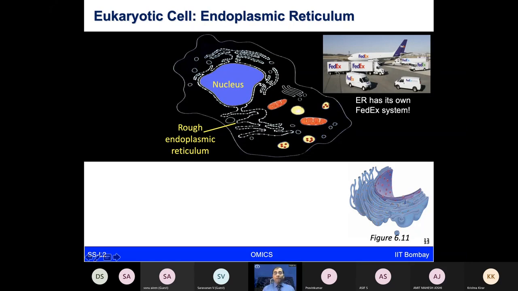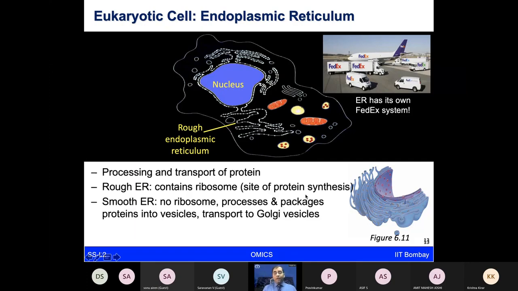And only then, when a big shipment comes from the plane, will it go to different trucks. They will take it to different locations. Then the material will come very accurately and very quickly to the right spot. Like that, the endoplasmic reticulum has its own information network, which is this endomembranous system. And they are of two types.